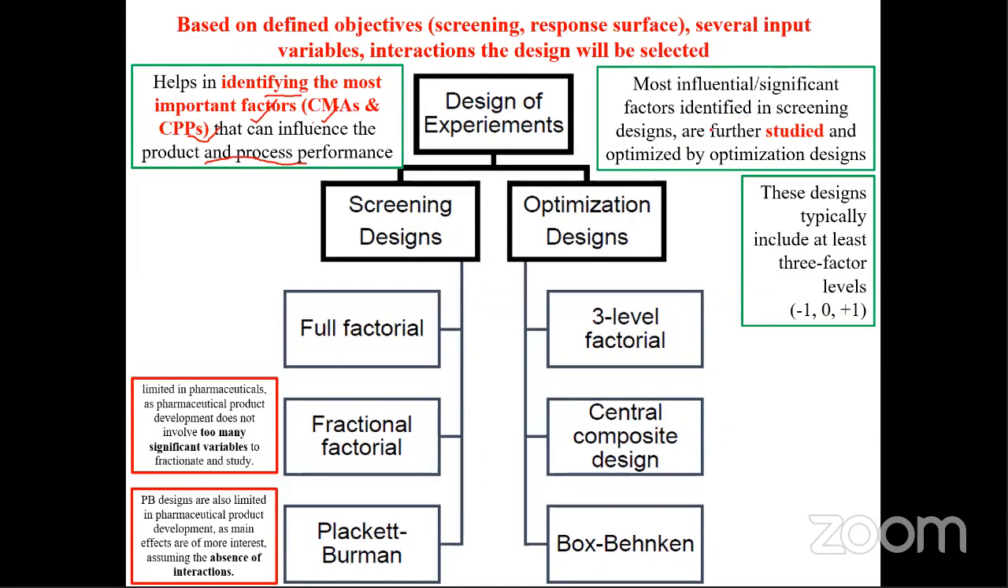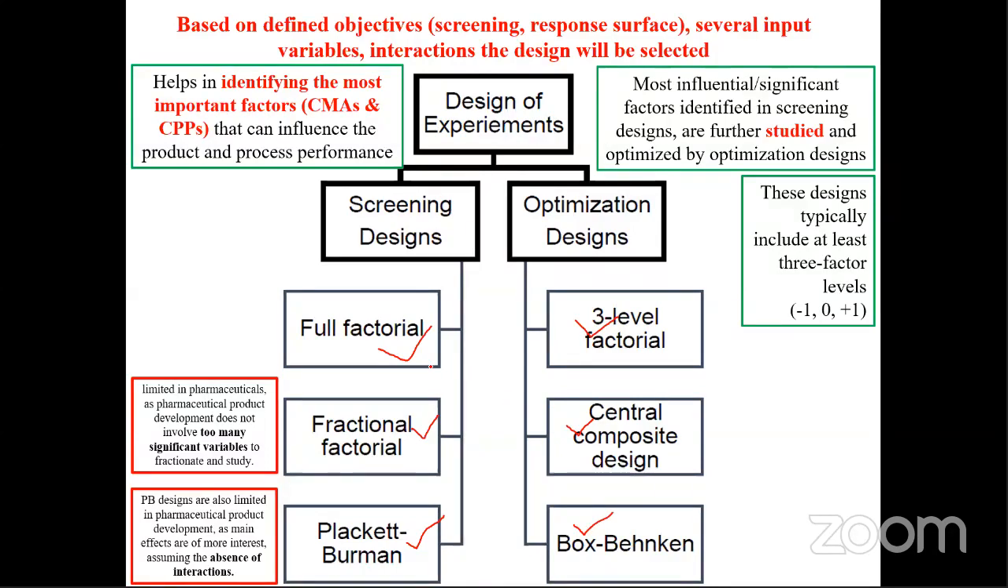Whereas in the case of optimization designs, the factors which you identified as most influential from the screening designs will be further studied and optimized to get better desirability, a better outcome. So once again, screening designs are 3 types: full factorial, fractional factorial, Plackett-Burman. Whereas the optimization designs are 3 types: 3-level factorial, central composite design or Box-Behnken designs.